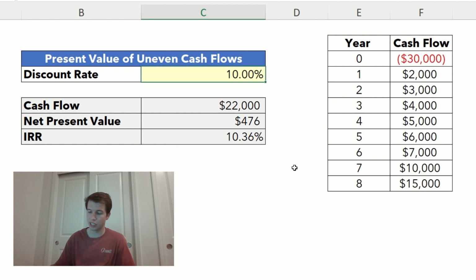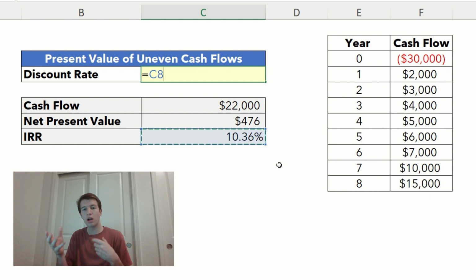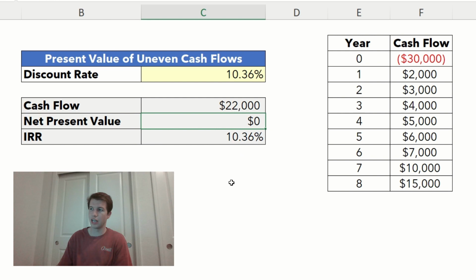So something interesting we do, if we make the IRR our discount rate, our NPV will be zero because it's saying either project you do, if you do this project or don't do this project, you'll make the same. So let's test it. So the NPV is zero. But what happens if we have another option?